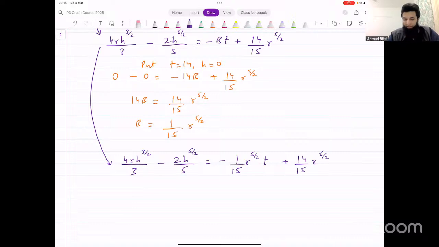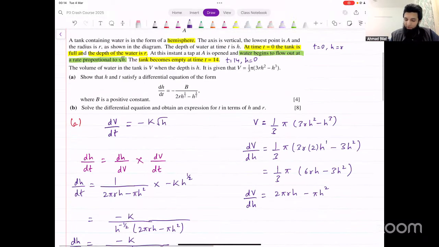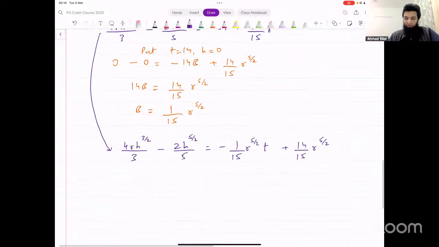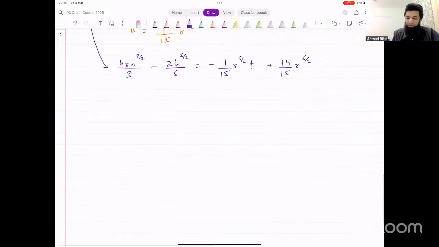All right. What do we want to do next now? t in terms of h and r. So we have to make t the subject now. So we have found all the unknowns that we needed to find. All we need to do now is make t the subject, and find t in terms of h and r. How can we do that now? Let's make t the subject, take everything else to the other side.